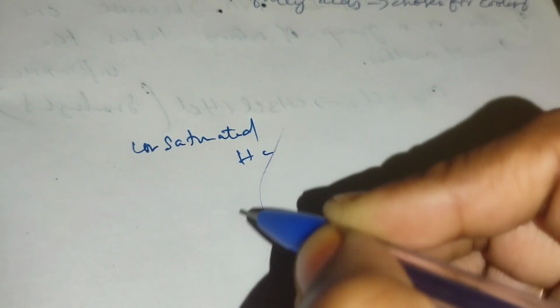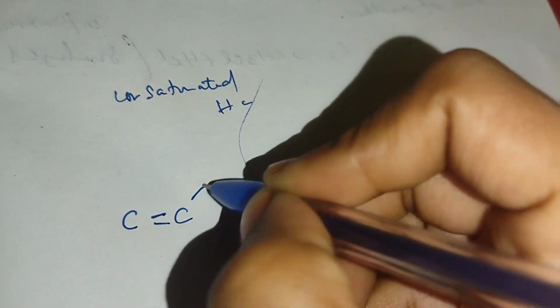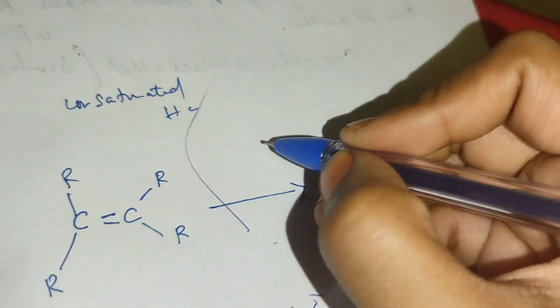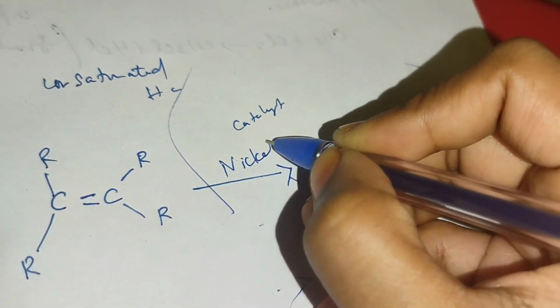What I said, unsaturated hydrocarbon we are going to take here. Unsaturated means a double bond or triple bond will be present. Here I am taking a double bond. These are all alkyl groups, any group, so I am just writing simply R. And this is in the presence of a catalyst. Which catalyst? Nickel.